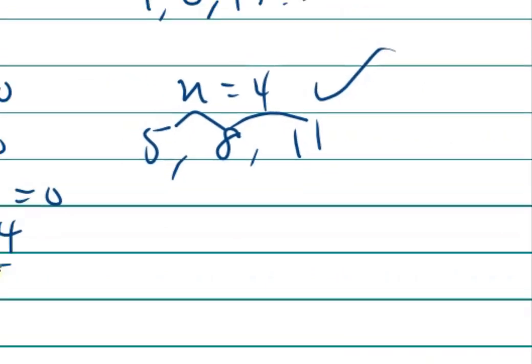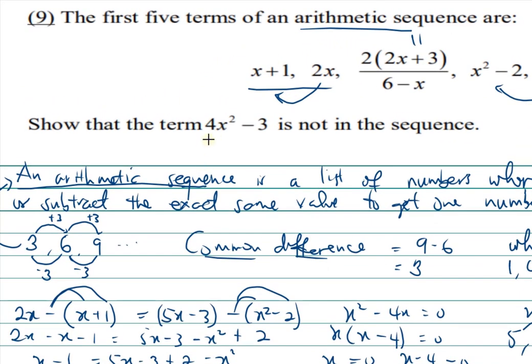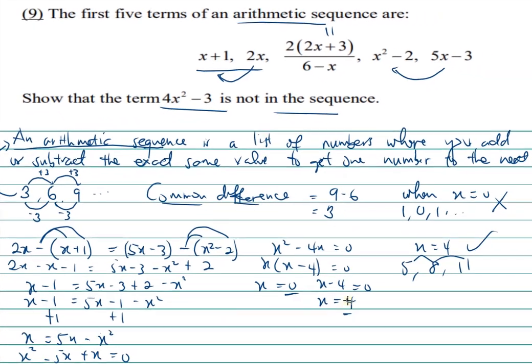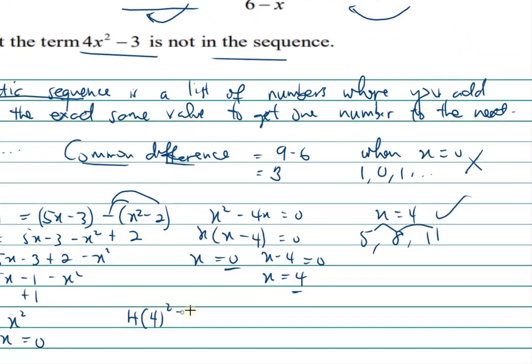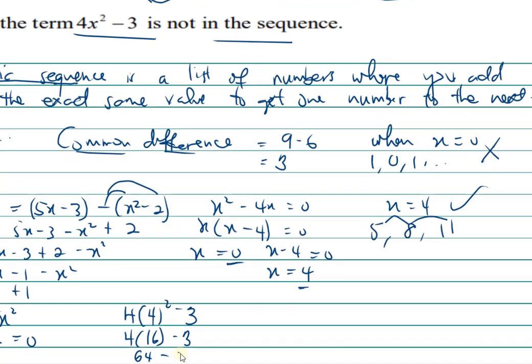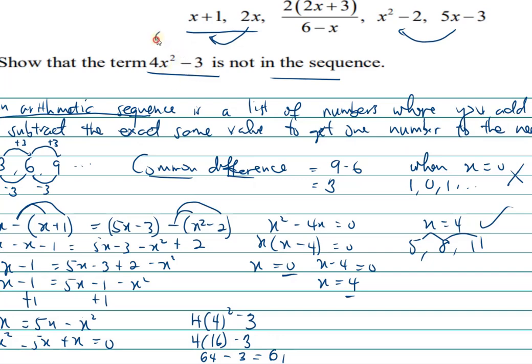However, we were not told to find the value of x. We were rather told to show that a certain term, which is 4x squared minus 3, is not in the sequence. How do we show that? We first have to know the exact value of 4x squared minus 3. But since we know x is 4, I can say 4 into bracket 4 squared minus 3. Then 4 squared will give us 16, so we have 4 multiplying 16 minus 3. 4 times 16 will give us 64. 64 minus 3 will give us 61. So the exact value of this expression is 61.